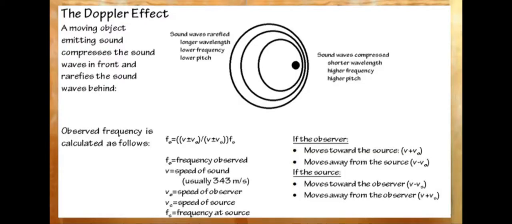Alright, to recap. The Doppler effect is what happens when you have a moving sound source. The sound waves in front of the source will be bunched up, the sound waves behind it will be expanded out. The bunched up sound waves will have a shorter wavelength and therefore a higher frequency. The ones that are spread out will have a longer wavelength and therefore a lower frequency. We can calculate the observed frequency from the Doppler effect using the following equation. The observed frequency is equivalent to the speed of sound plus or minus the speed of the observer divided by the speed of sound plus or minus the speed of the source, all multiplied by the frequency of the source.